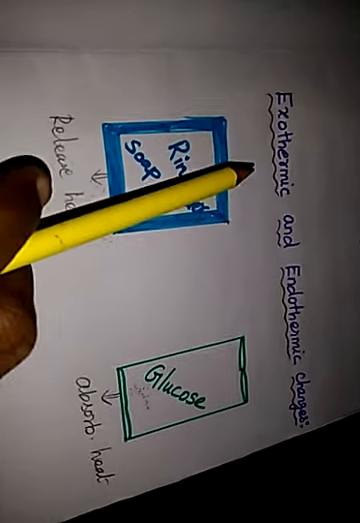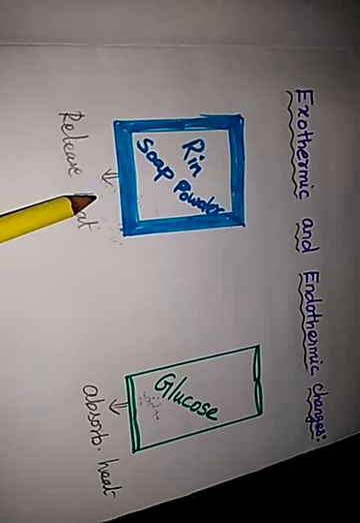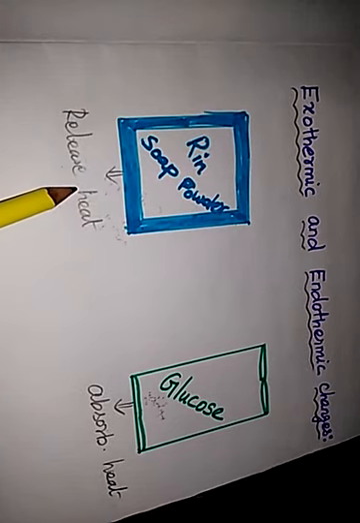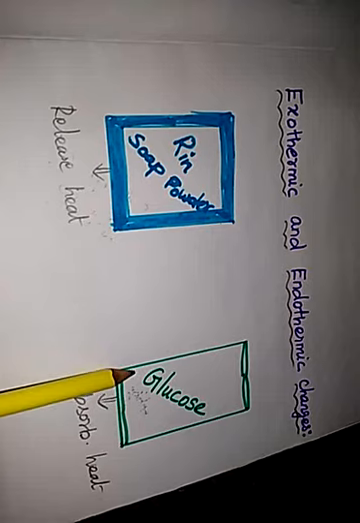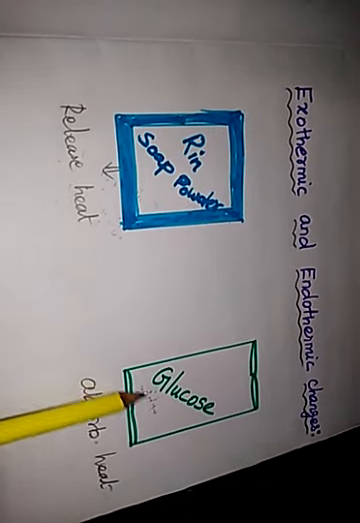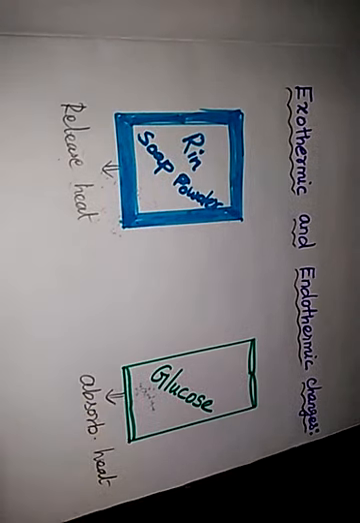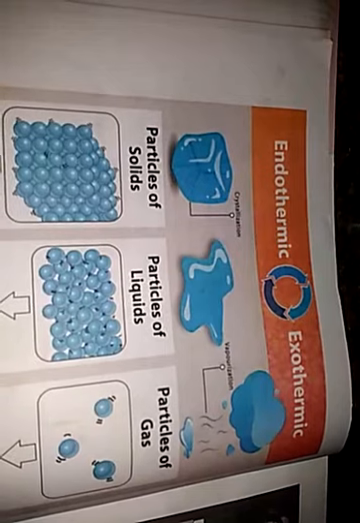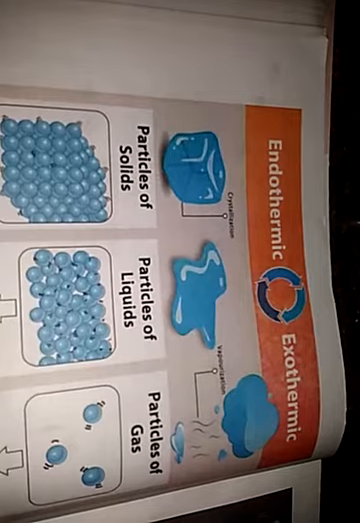How to define exothermic and endothermic changes? What are exothermic changes? Changes in which heat is released are known as exothermic changes. And what are endothermic changes? Changes in which heat is absorbed are known as endothermic changes.